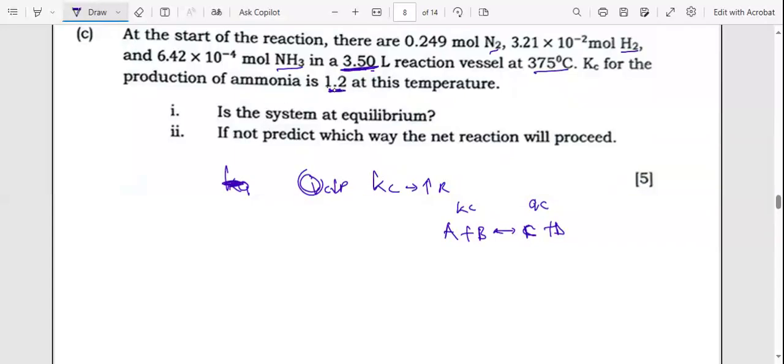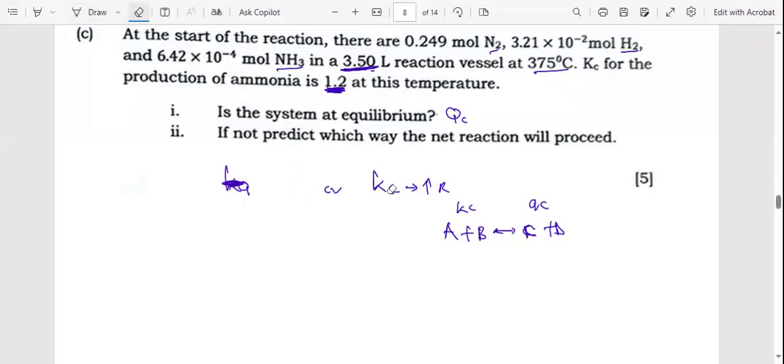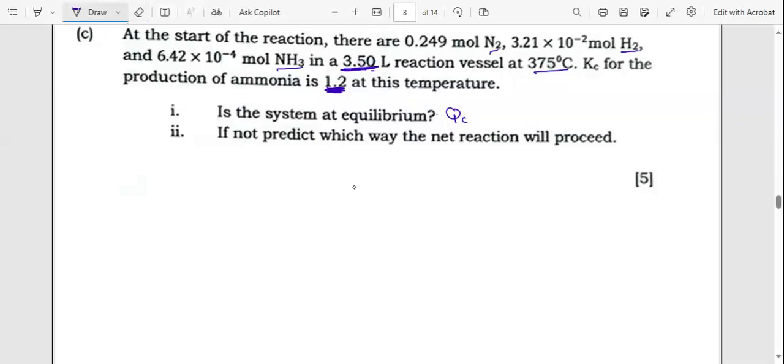So we have Kc there, right? What you are going to do is calculate Qc, and Qc is the same as Kc at equilibrium. So if they are equal, it means the reaction was at equilibrium. They have given us Kc already. So I'm going to calculate the Qc, meaning that if they are equal, it means the reaction is at equilibrium. Okay. So we'll see how we can do that. So I'm going to calculate Qc.